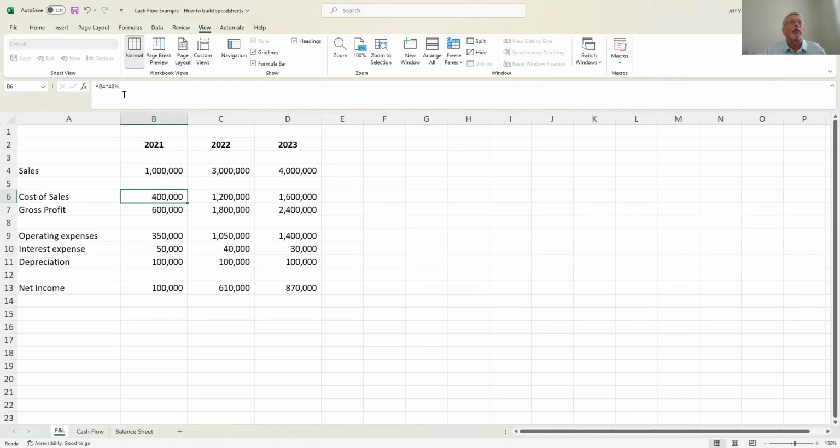In fact, you can see that up here. This is the formula. So it's 40% of sales. I continue to have 40% of sales. Gross profit is how much money you have after you've paid for your cost of sales. So 600,000, 1,824,000. Operating expenses, simply expenses to operate the business.